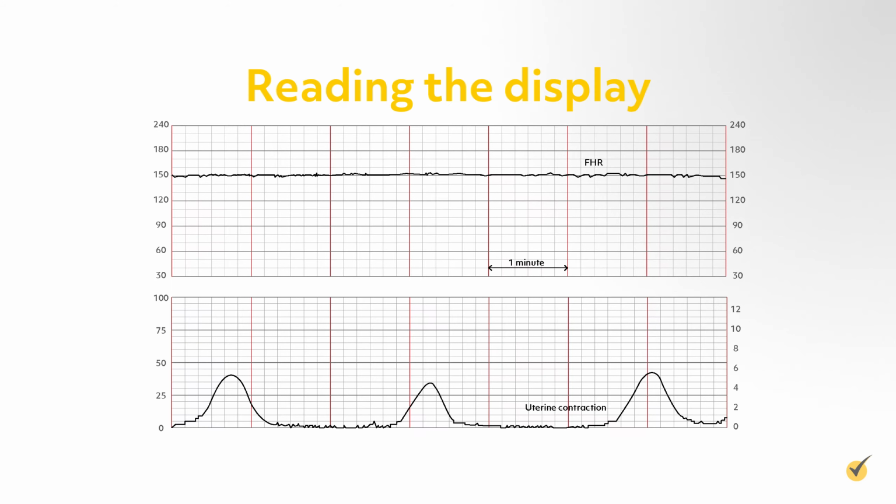There are several definitions to be familiar with when assessing fetal heart rate with an electronic fetal monitor. When you look at a strip of a fetal heart rate tracing, the squiggly line in the top section is the fetal heart rate. The lower section displays uterine activity, where contractions look like hills. The space between the dark red lines represents 1 minute.